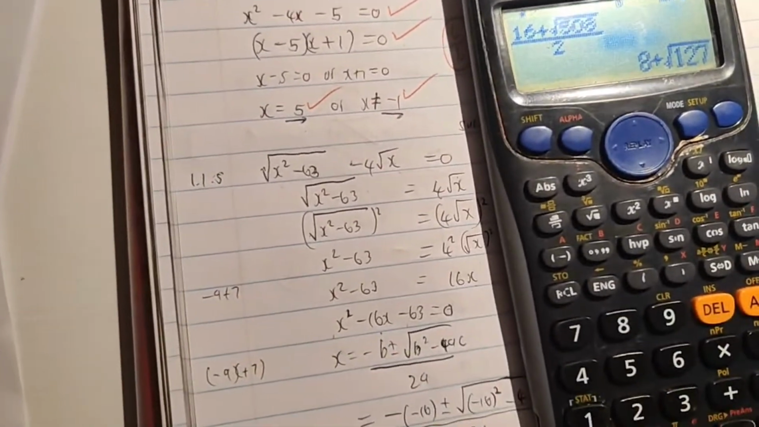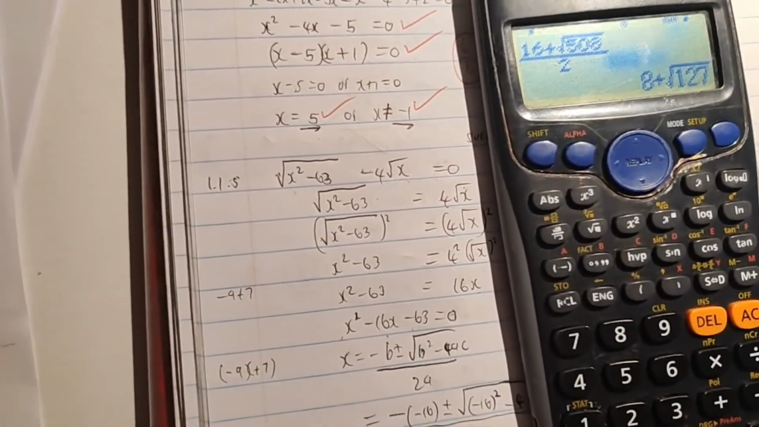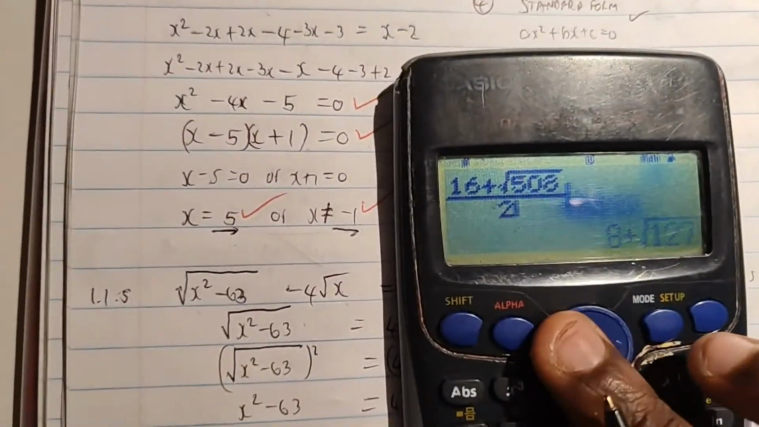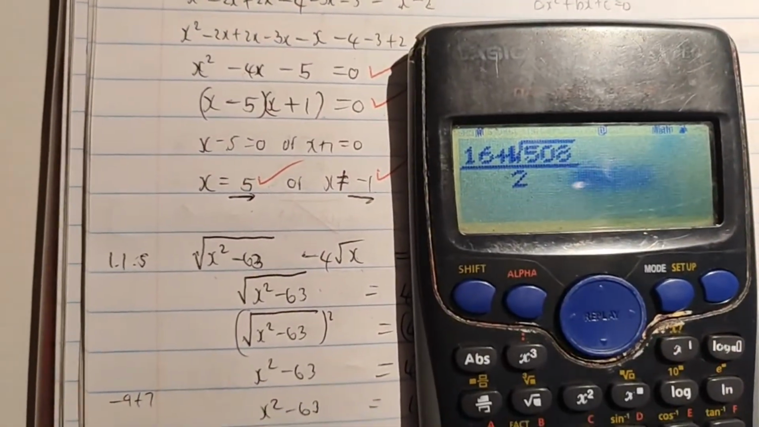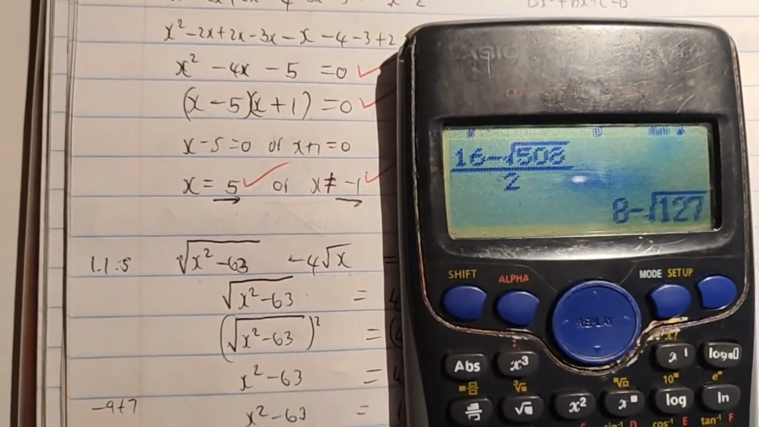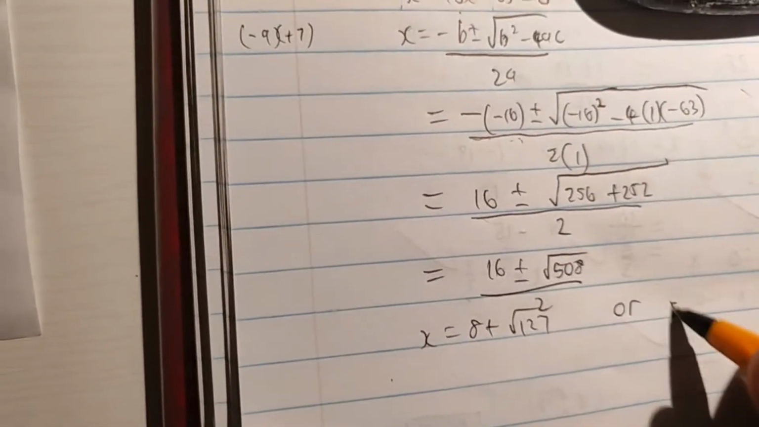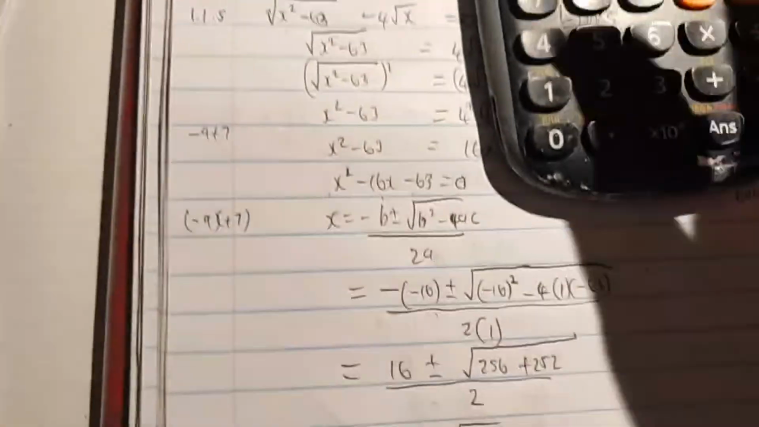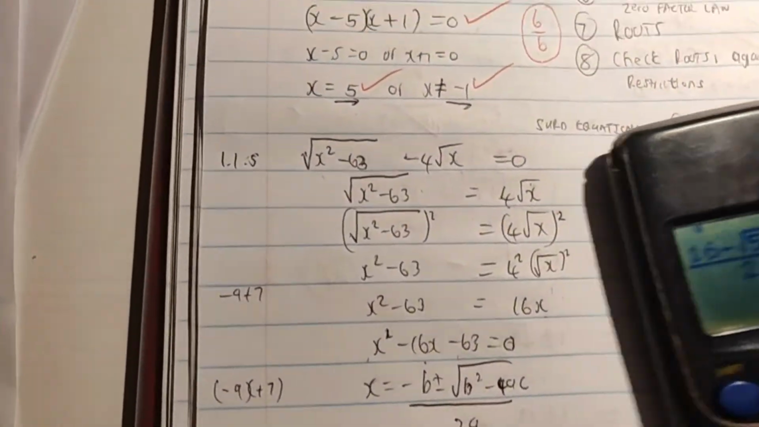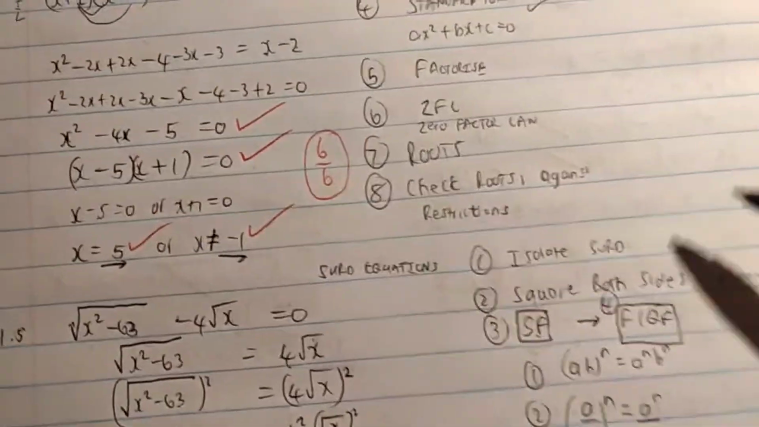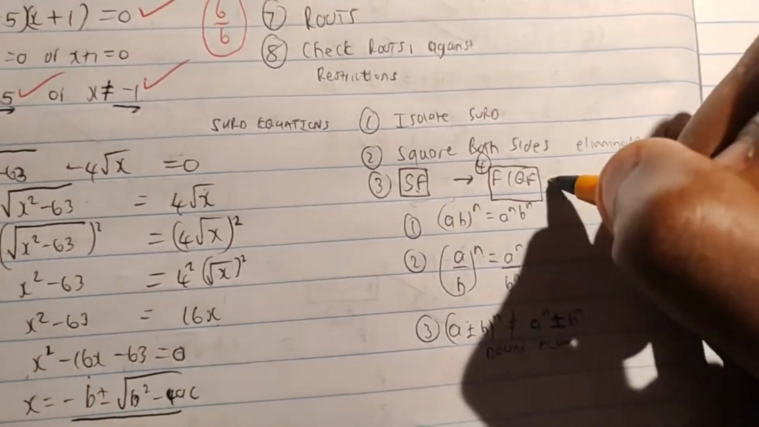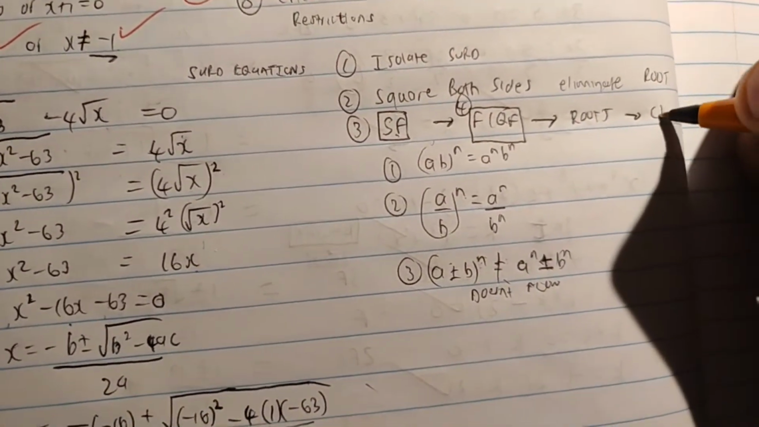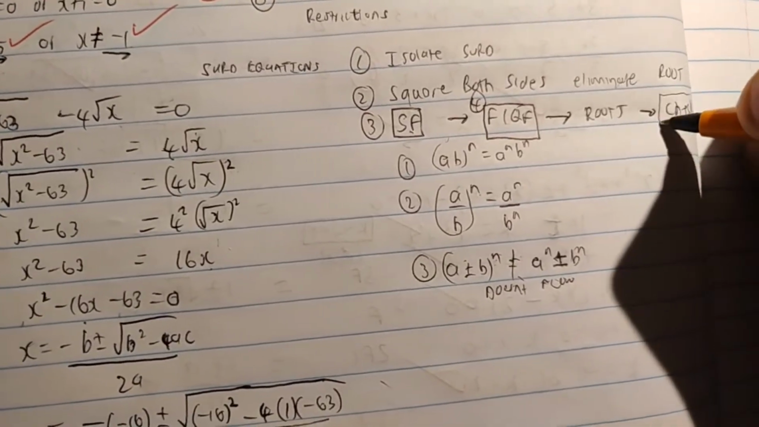So x is equal to 8 plus the square root of 127, or you change the plus to minus, because that plus minus will help you to get the other answer. x is equal to 8 minus the square root of 127. So you have an irrational number answer. But now, with surd equations, in standard form with the quadratic formula, you get your roots directly.